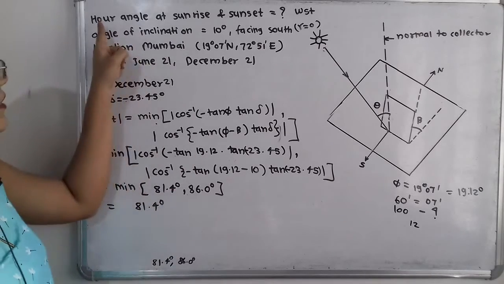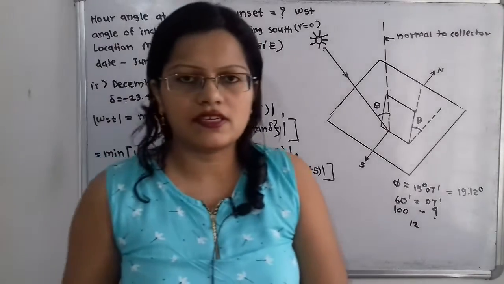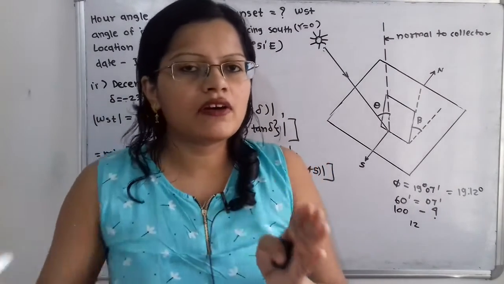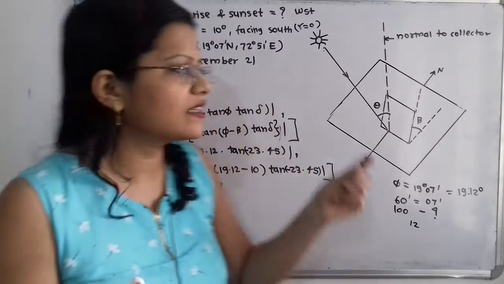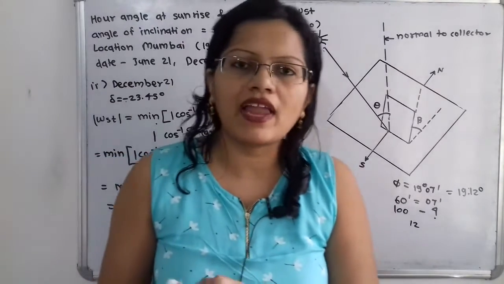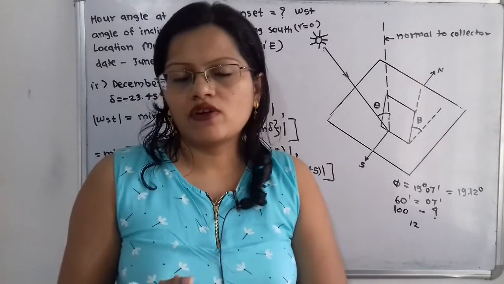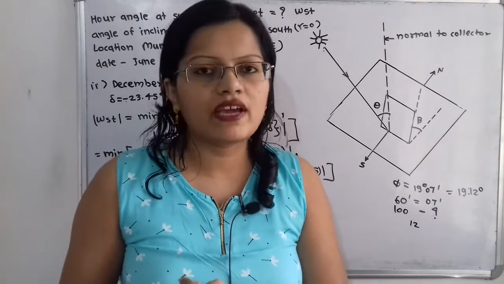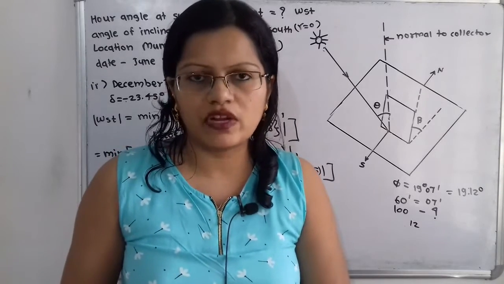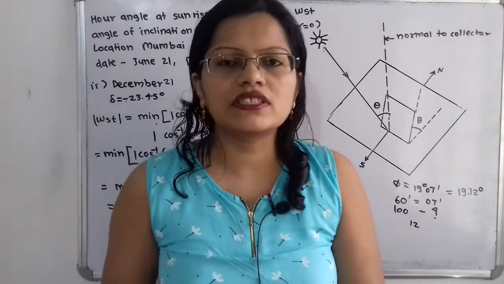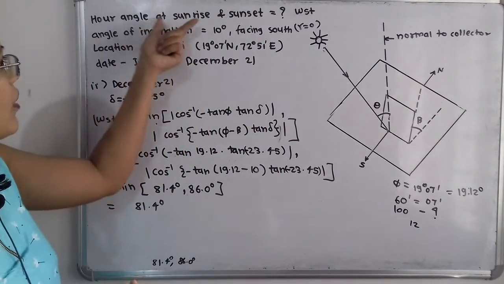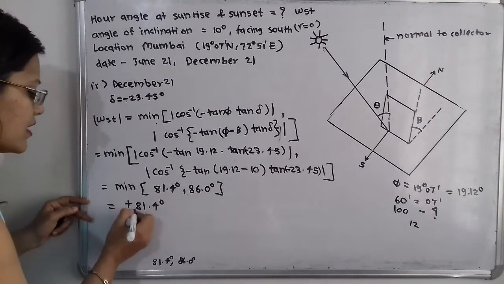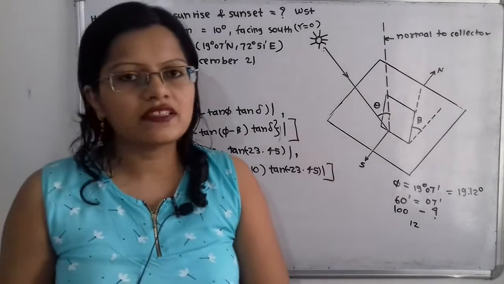But the question asks for our angle at sunrise and sunset. After 12 o'clock, that is in the evening time, or we can say at the sunset, we take the values as positive for the hour angle omega, and in the morning, before 12 o'clock, we take the hour angle omega as negative values. So here we have to find the hour angle at sunrise and sunset. So we give the sign, plus minus 81.4 degree, and this is the answer.